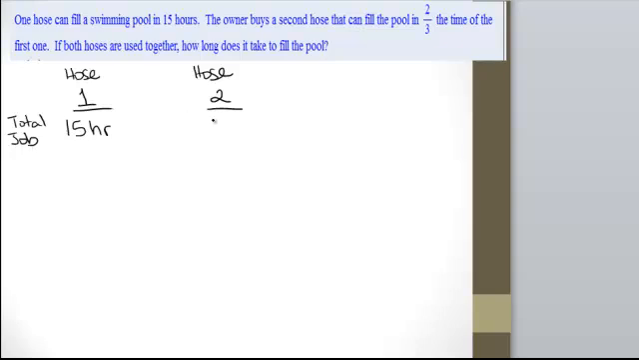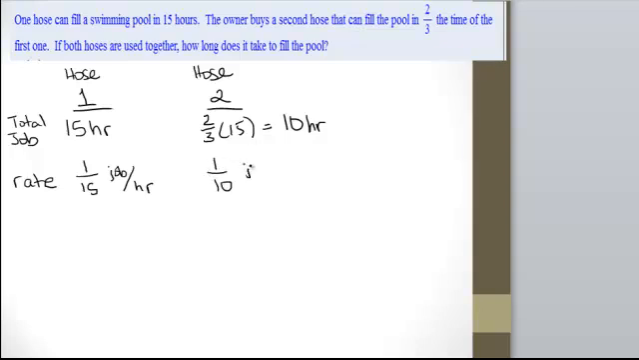So hose number 2 takes 2/3 of the time. 2/3 of 15 would be, well, 3 will go into 15 5 times, and 5 times 2 is 10. So it takes the second hose only 10 hours. Now that's if they work separately to fill the pool. So the question is, if they're both used together, how long does it take to fill the pool? Well, remember their rate. This one would be 1/15 of the job per hour, and this one would be 1/10 of the job per hour.